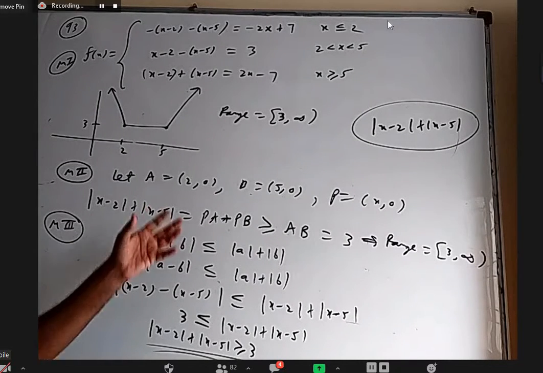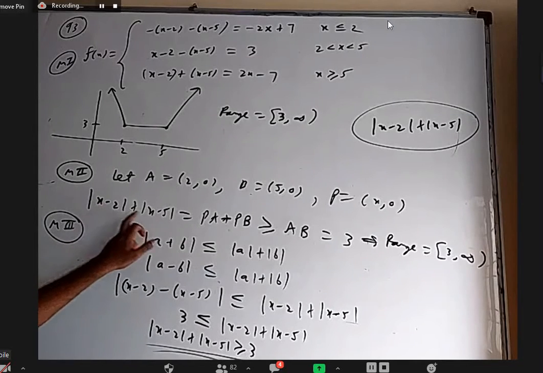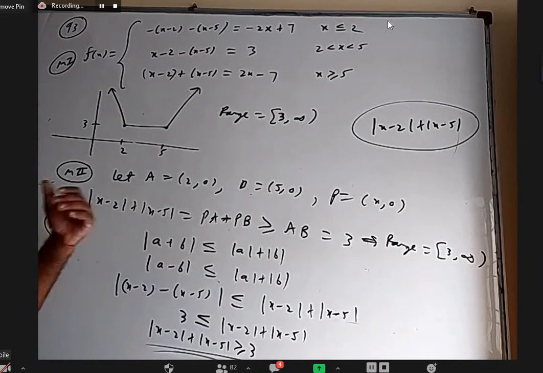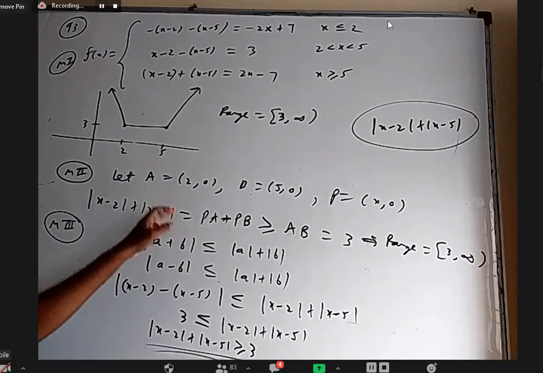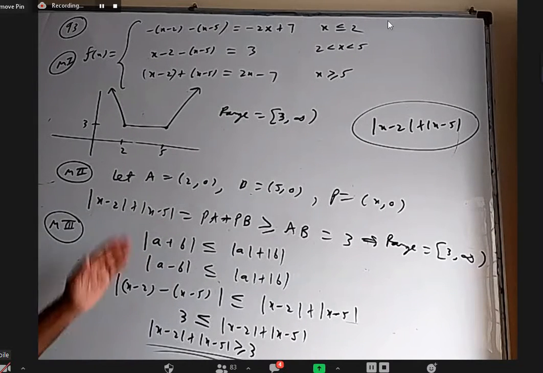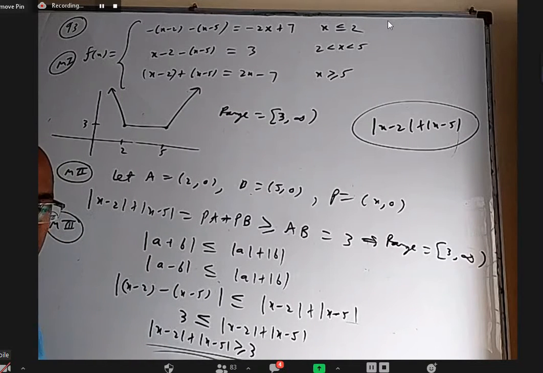Even if you take some numbers and see, when you put 2, this will be 0, this will be 3, you'll get 3. When you put 5, this will be 0, this will be 3, it will be 3. Anything between 2 to 5 you substitute, it will be 3 only. And anything outside 5 you substitute, it will be more than 3. So minimum is 3, maximum is of course anything more than 3.